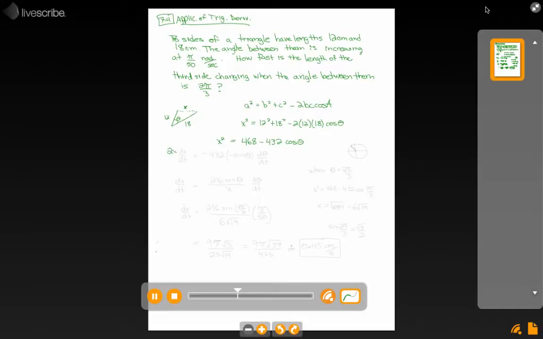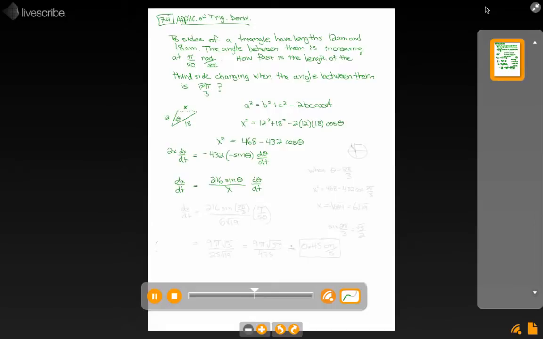So I will get 2x dx by dt equals 0 minus 432 times negative sine theta d theta by dt. So the derivative turns out not to be that terrible, and in fact these negatives even cancel out, and I say, well, dx by dt then equals, I'm going to divide by 2x, so I'm going to divide that by 2, which would be 216 sine theta over x d theta by dt.